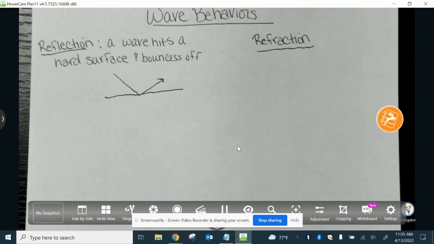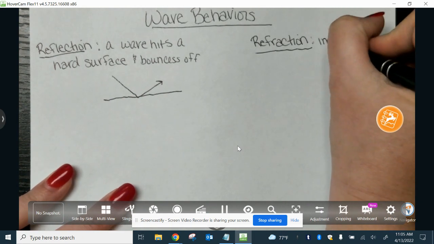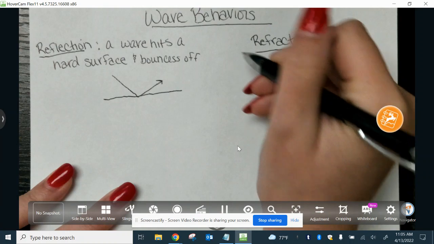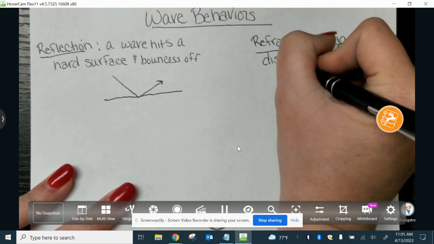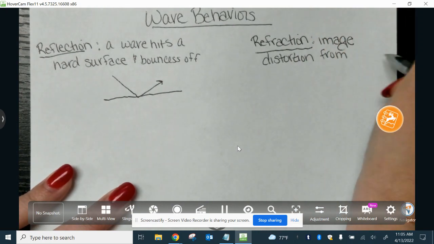All right. Refraction's the next one. What is refraction? I think it's where we stick something in the water. Yes. Just write that definition. This is image distortion from changing mediums.